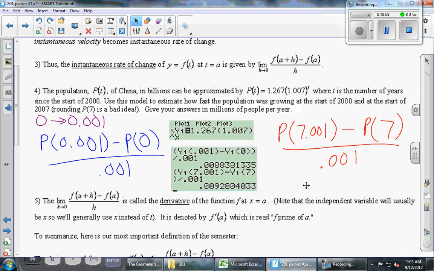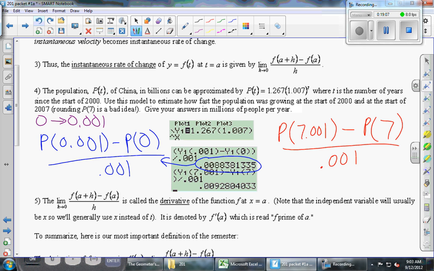Okay, so I think we've got our answers here. So this, I guess I'll circle it in blue. So this top number is the rate of change of the population at the start of year 2000, and then the bottom number is the rate of change at the start of 2007. So if we wanted to write this including units, it says in millions of people per year. So these are measured in billions of people per year.